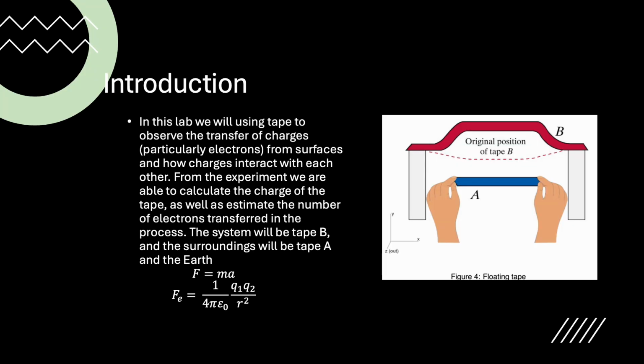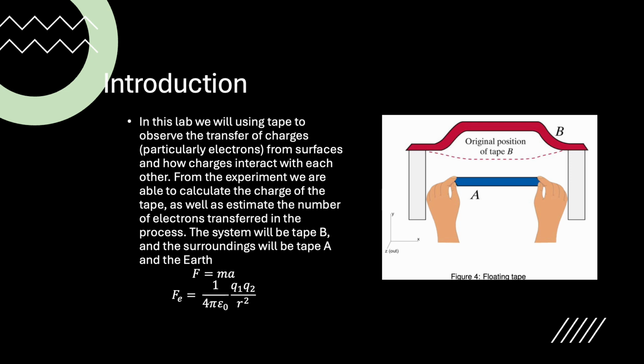So in this lab, we're going to be using tape to observe the transfer of charges, particularly electrons, from surfaces and how charges interact with each other. From the experiment, we're able to calculate the charge of the tape as well as estimate the number of electrons transferred in the process. The system will be tape B, as seen as the red tape on the right, and the surroundings will be tape A and the Earth.